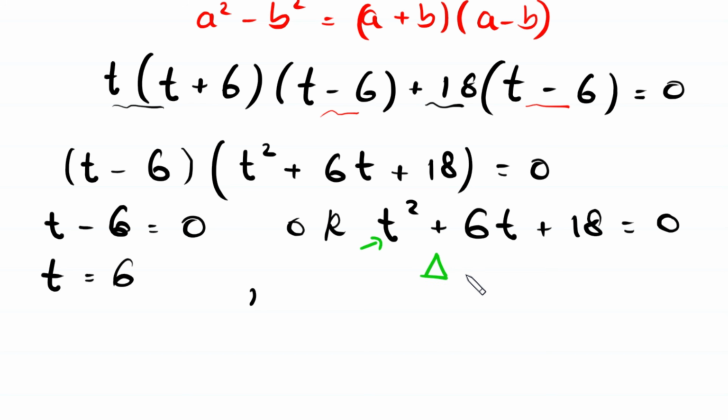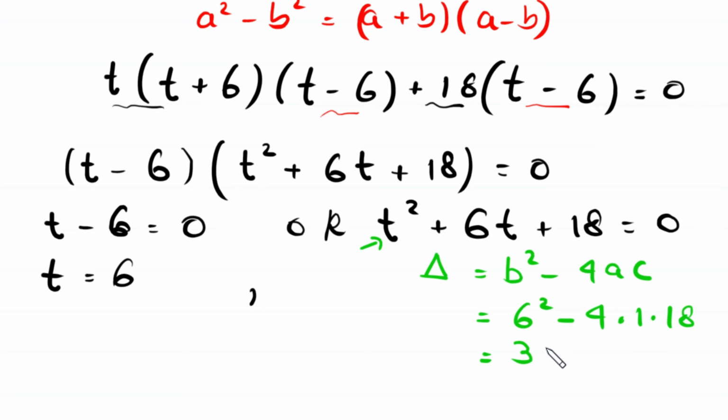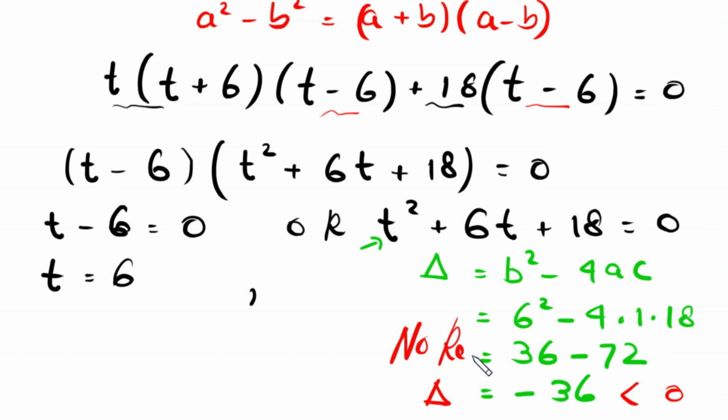Discriminant, that is also called delta, is equal to b squared minus 4ac. Since b is 6, this will be equal to 6 squared minus 4 times a is 1 times c is 18, and this is equal to 36 minus 72, and this is equal to negative 36. It means that the discriminant, that is also called delta, is less than 0. It means that no real solution is possible from this case. So accept only this value of t, 6.